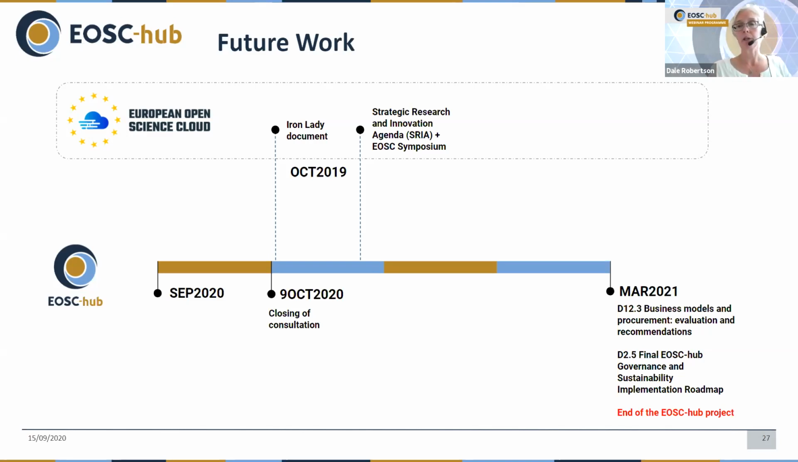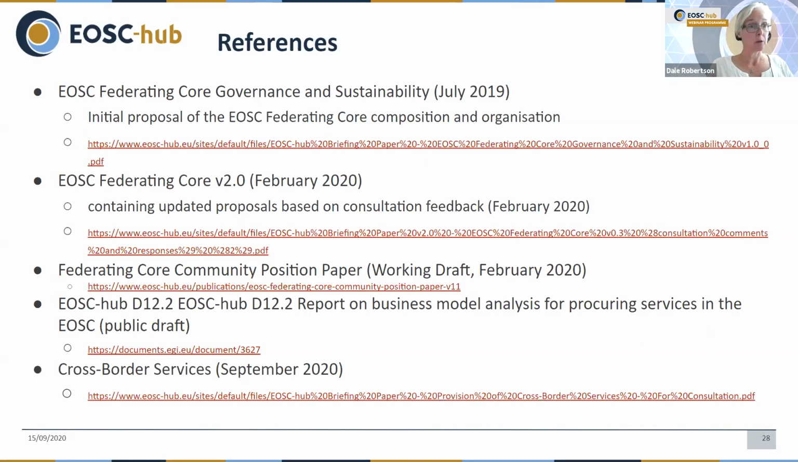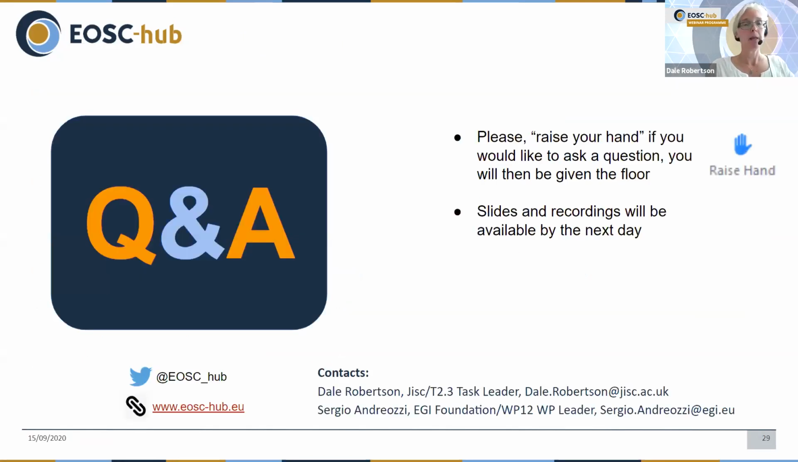The other one is the final, what's called the EOSC-hub governance and sustainability implementation roadmap, which is the context within which the Federated Core proposals and now the cross-border work have been conducted, and that relate to the governance and sustainability of EGI and EUDAT. We've put some references on the final slide that you should find are clickable in the set of slides that will be made available tomorrow. And then we'd like to move to the Q&A.